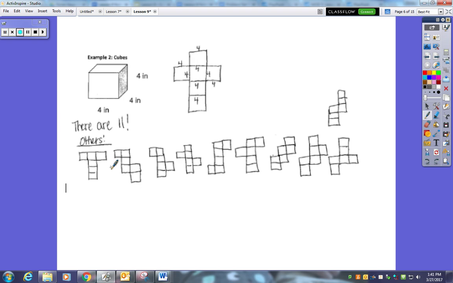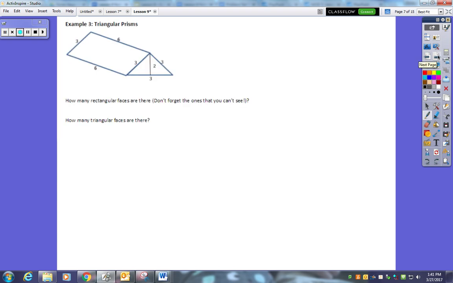Okay, so the next one we are going to look at is a triangular prism. So looking at this one that we have here, it asks how many rectangular faces are there? Don't forget the ones that you can't see. Okay, and then it asks how many triangular faces are there?